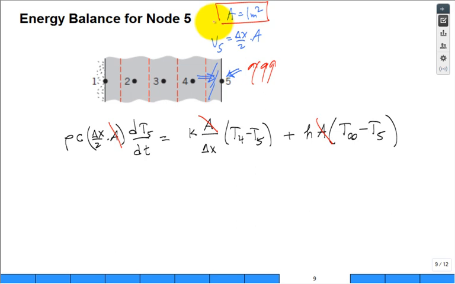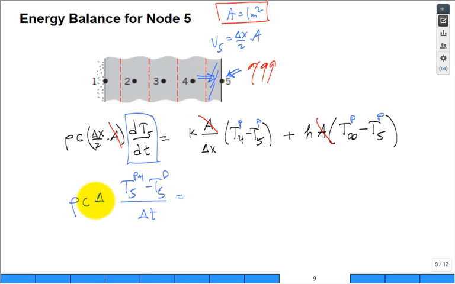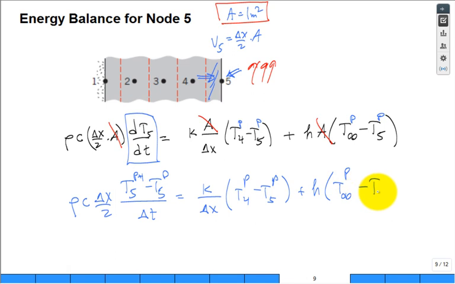All right, now we're going to put a time level of P on the right-hand side, and we're going to replace this time derivative by temperature at 5 at P plus 1 minus temperature at 5 at P divided by delta T. So this becomes rho C delta X over 2 times that, equal to K over delta X, T4 at P minus T5 at P, plus H times T infinity at P minus T5 at P.